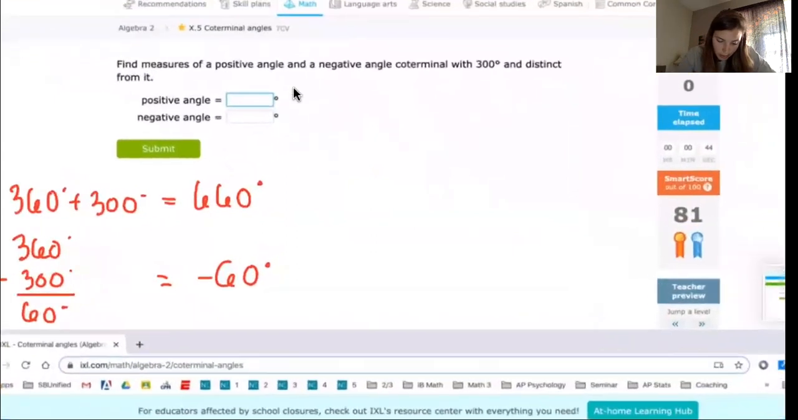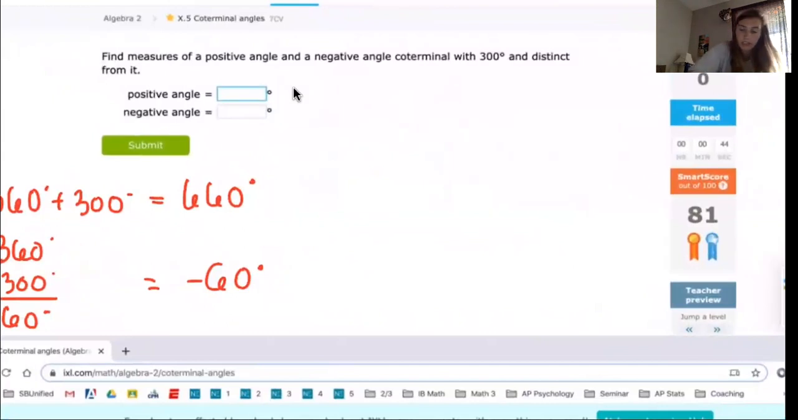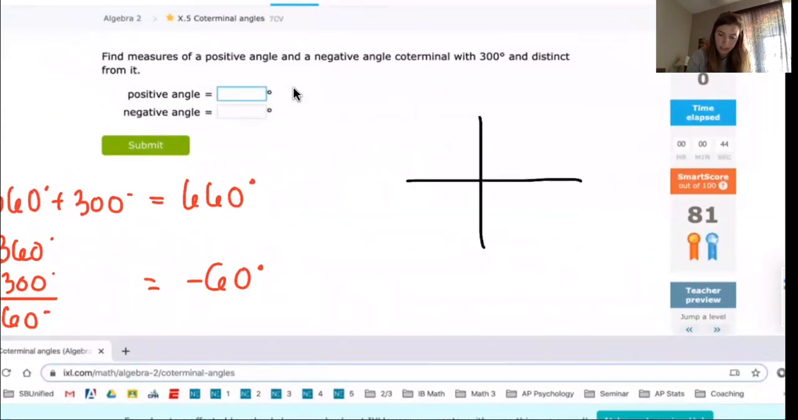Okay, so find the measures of a positive angle and a negative angle coterminal with 300 degrees. Just for reference, let's see what 300 degrees looks like. Start there. It's positive, so I go this way. That's 90, that's 180, that's 270. So 300 is going to be between 270 and 360, so it's going to be somewhere around there.